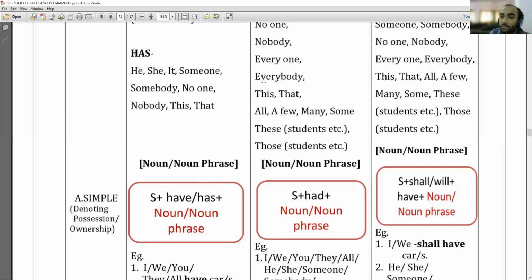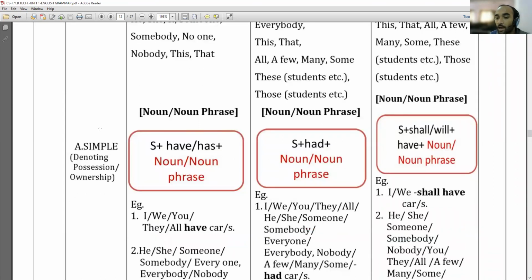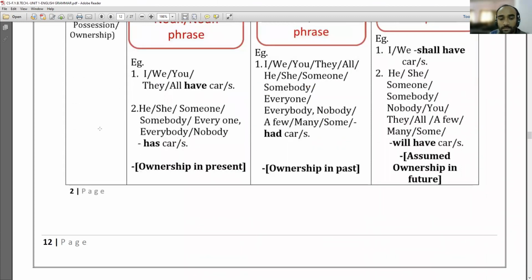So here, in the place of the noun or noun phrase, put any noun. काहीही तुम्ही इथं put करू शकता, कुठलंही noun. In future, I shall have whatever things, luxurious things. Okay, I shall have 10 acres land. I shall have a PhD. Okay, I shall have a PhD certificate in my hands. So take any noun or noun phrase here to form the sentences.